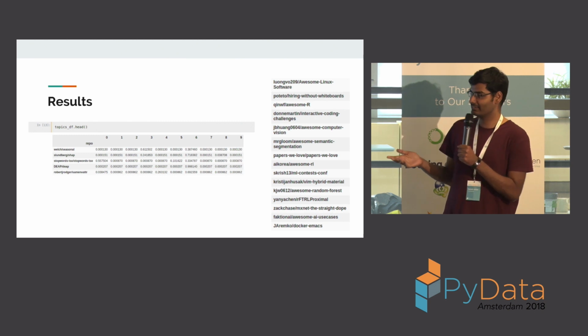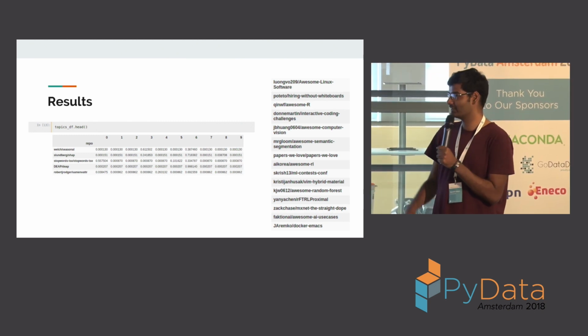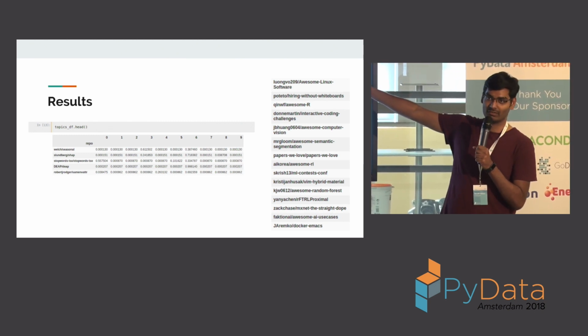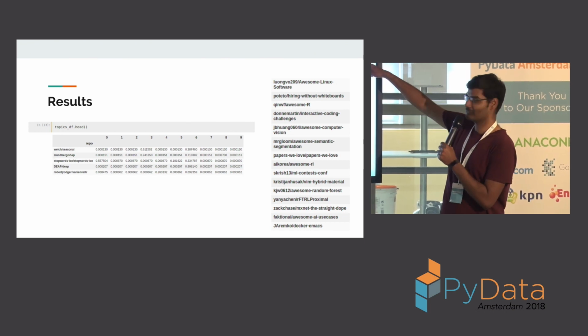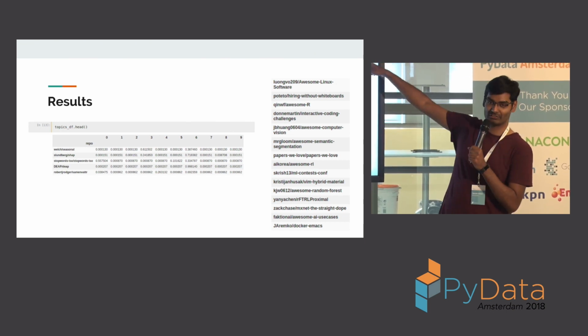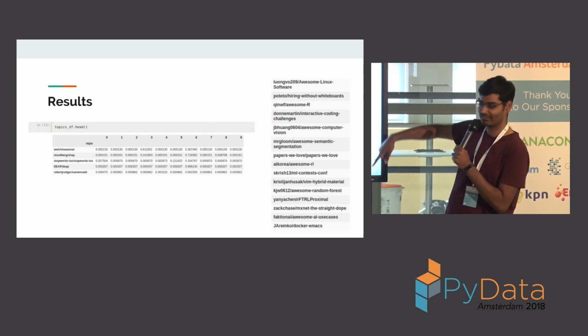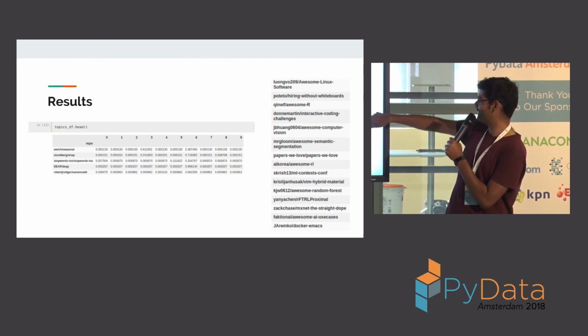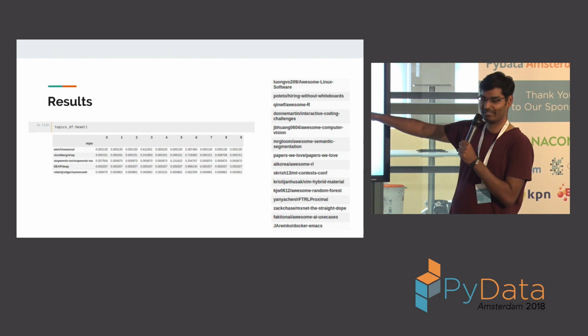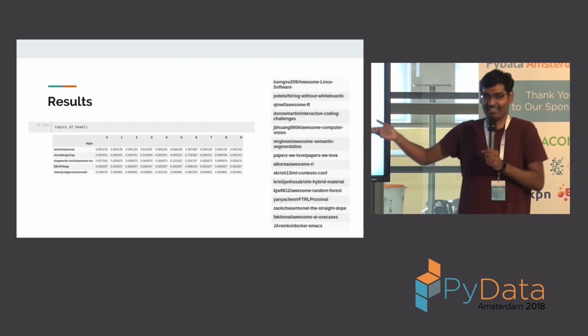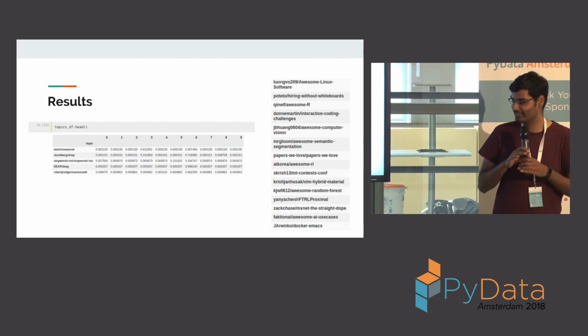Since this is a lightning talk, just a very small set of results. This is one topic that I found just earlier today. Awesome. So what is the topic here? I guess it's "awesome" and it's a list. So all of these are lists: awesome Linux software, awesome computer vision, awesome semantic segmentation, and so on. So I guess topic modeling works.